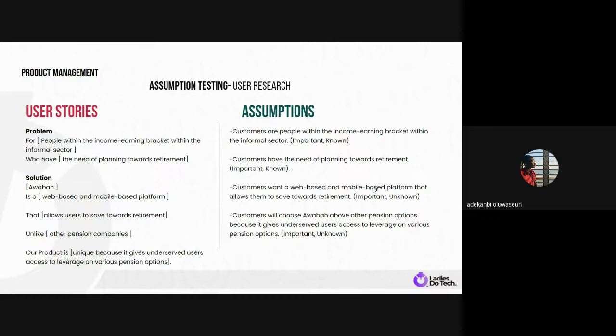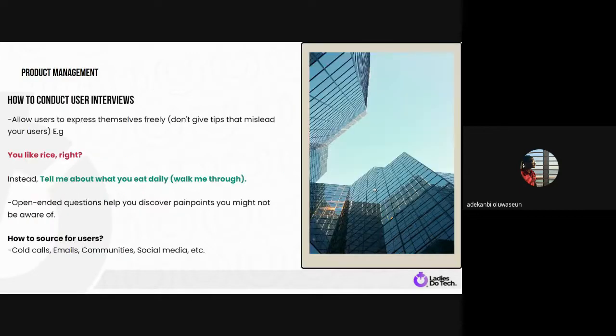Then you also want to test, finally, that they will choose what you have above all other options due to X, Y, Z. Maybe you are using AI as the search parameter, or a face recognition platform at the point of sign up. So you must ensure that you get answers from users before you move to the next stage of development, right? So please let me know at this point, do you understand?